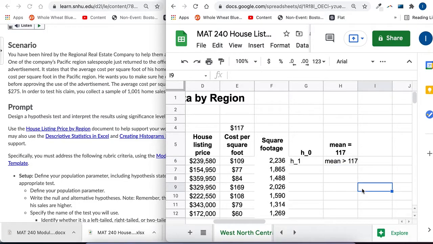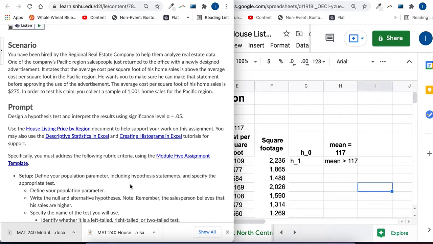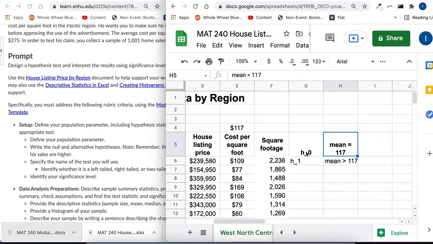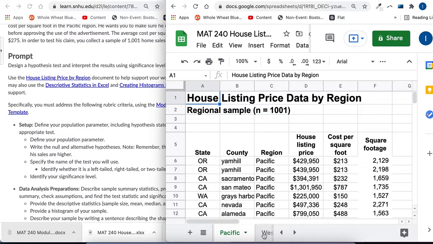Okay. I'm just thinking for a second. There's the null and the alternative hypothesis that this person's mean is greater than 117 for my data set. Like I said, you want to use the Pacific data set though.